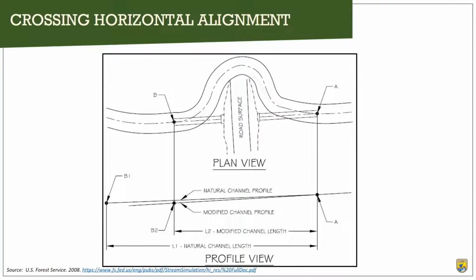When we look at our horizontal alignment, we also want to avoid cutting off bends in a channel. If you cut off a bend, we're going to decrease the length, which is going to increase the channel slope. So we definitely want to try to avoid that.